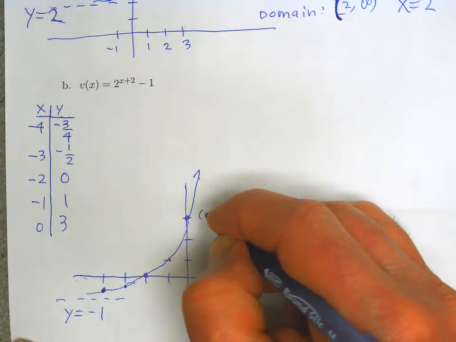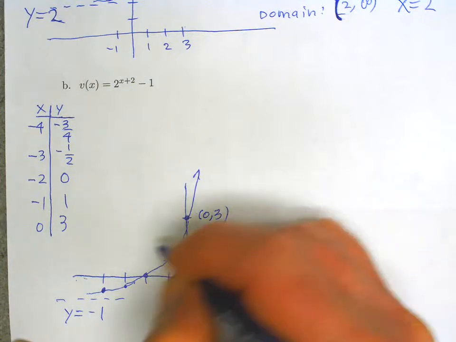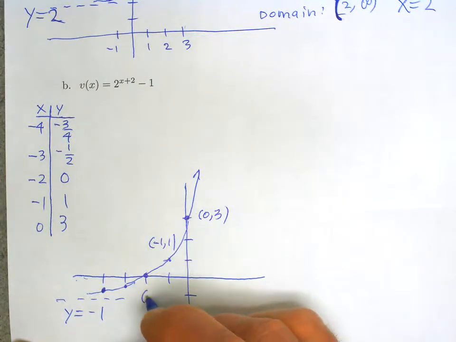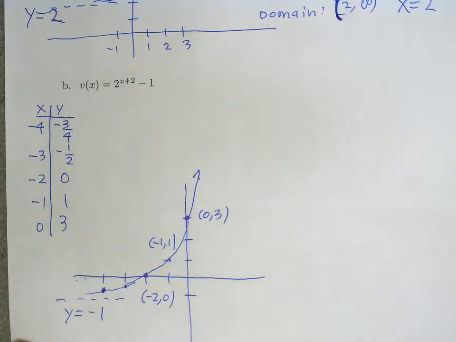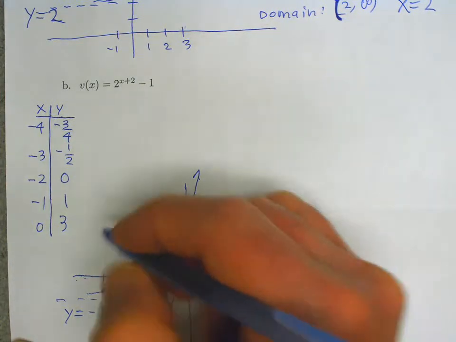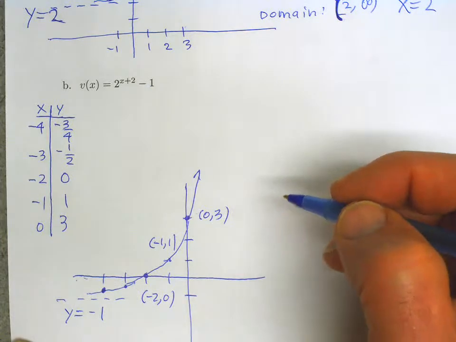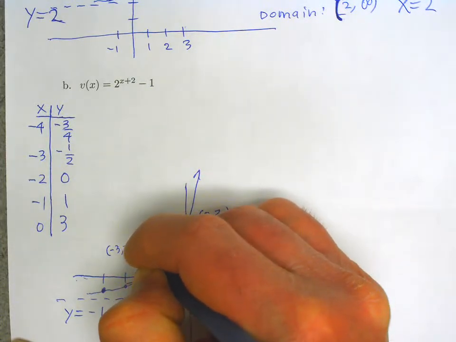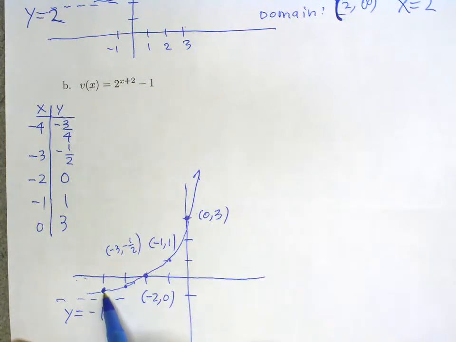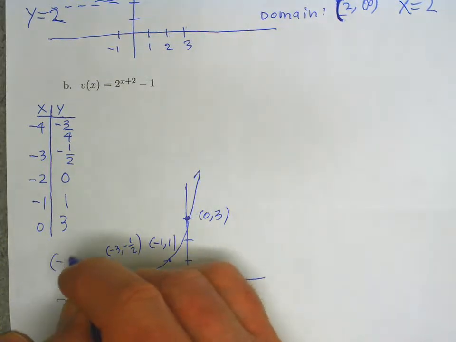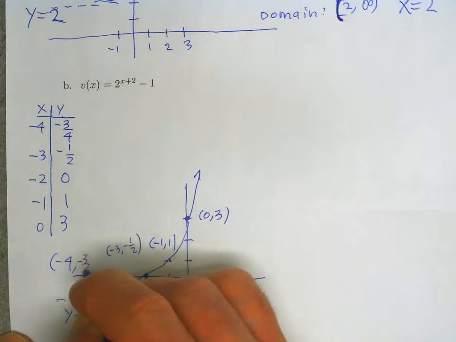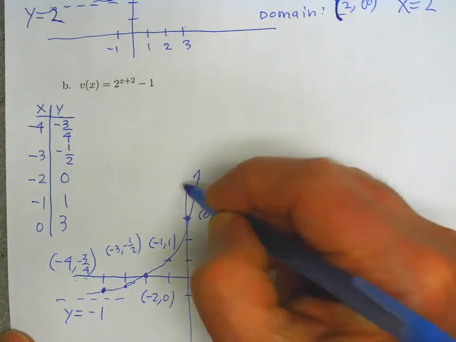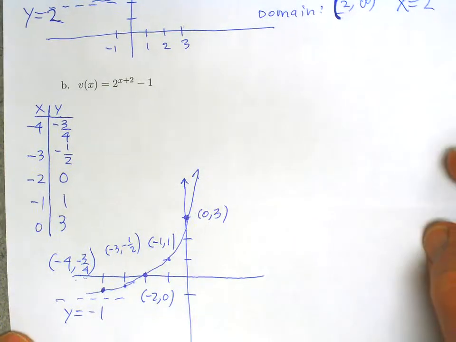So this point is 0, 3, -1, 1. This one is -2, 0. This point, -3, -1/2. And this point, -4, -3/4. Okay, now we'll find the inverse.